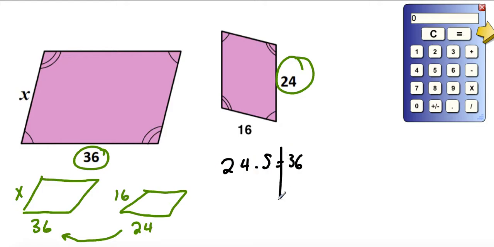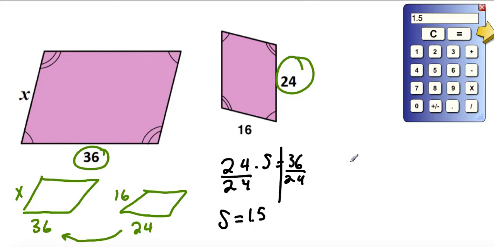I want to solve for s, so I'm going to divide both sides by 24. And here I can check for my scale factor. I have 36 divided by 24 being equal to 1.5. So my scale factor is 1.5. I'm going to use the scale factor to find my missing side. So I know that my 16 corresponds with my x. They're both on the same side of similar figures.